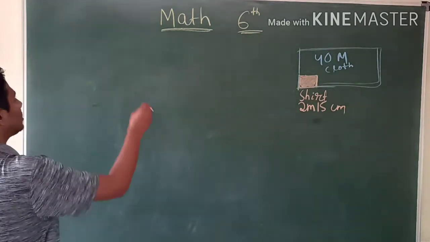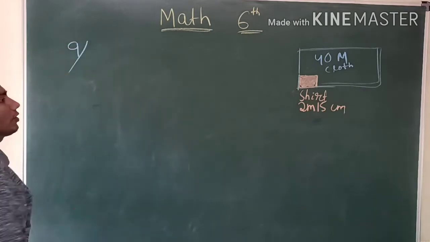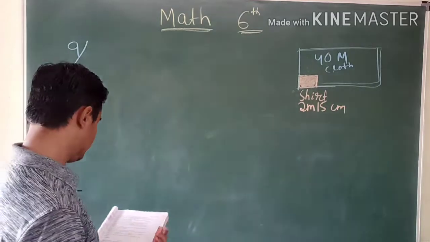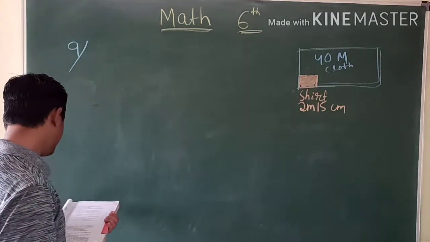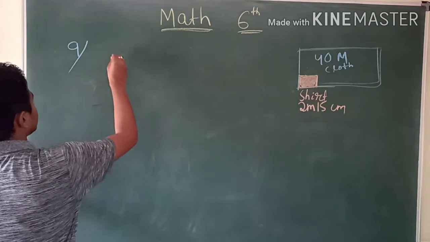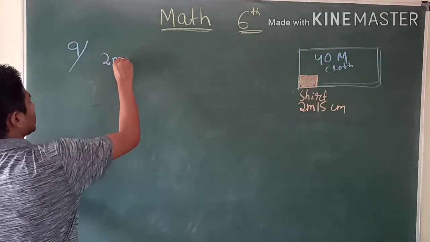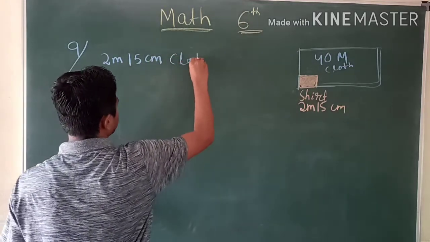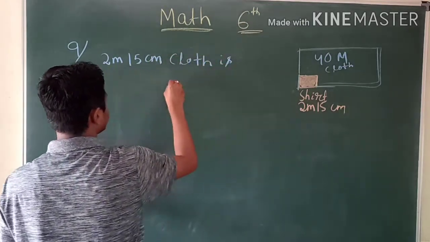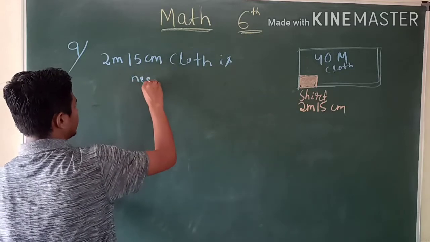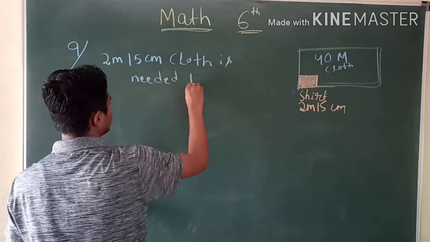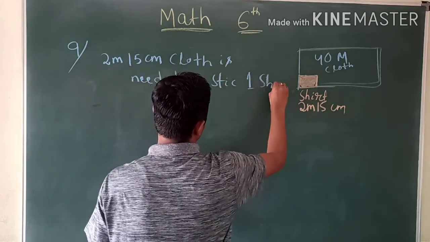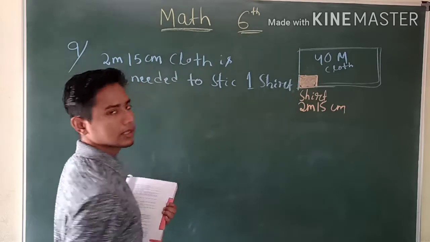This is question number 9. So you have to write in words properly. How can you write? To stitch a shirt, 2 meter 15 centimeter cloth is needed to stitch one shirt. A shirt means one shirt.